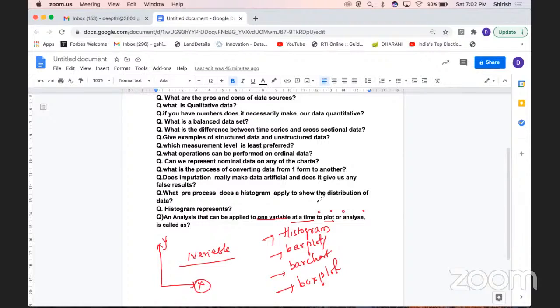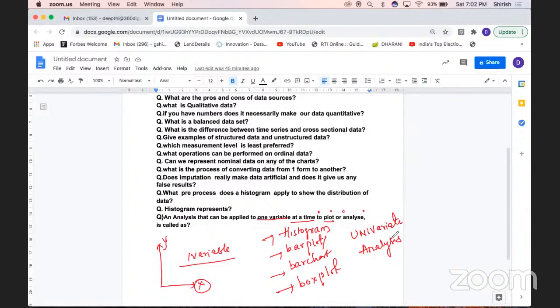So what is that analysis called as? You name it as univariate analysis. It is nothing but univariate analysis.